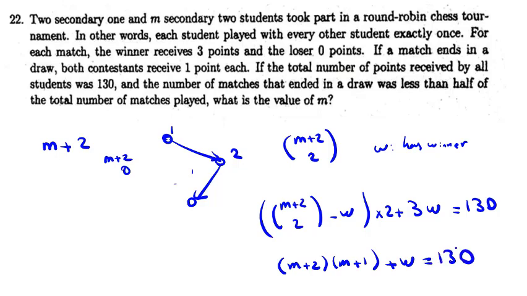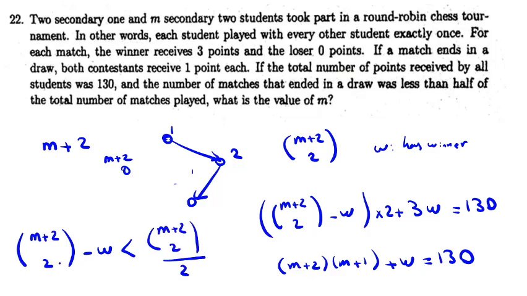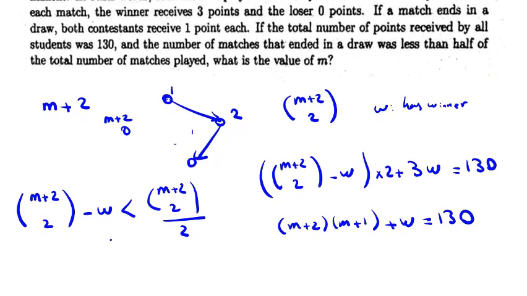And the other condition is that the number of games that ended in a draw was less than half of the total games. The number of games that ended in a draw, M plus 2 choose 2 minus W, will be less than half of the games. So here we can conclude, if we multiply by 2, that M plus 2 choose 2 times 2 minus 2W will be less than the total, that is, less than 2W.